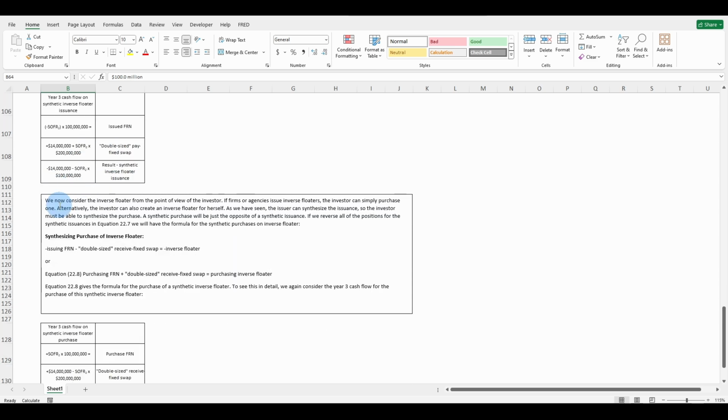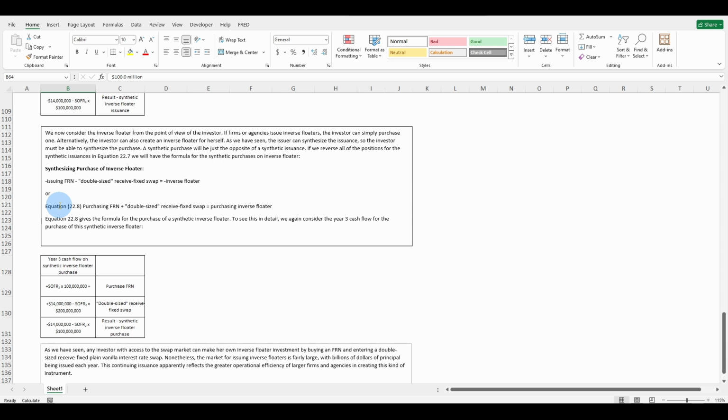We now consider the inverse floater from the point of view of the investor. If firms or agencies issue inverse floaters, the investor can simply purchase one. Alternatively, the investor can also create an inverse floater for herself. As we have seen, the issuer can synthesize the issuance, so the investor must be able to synthesize the purchase. A synthetic purchase will be just the opposite of a synthetic issuance.